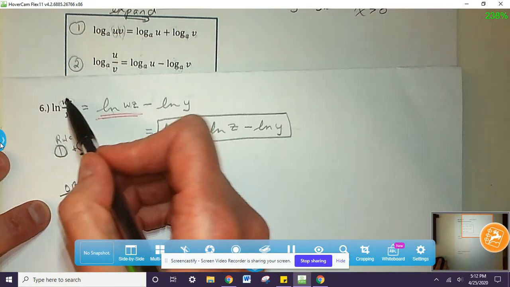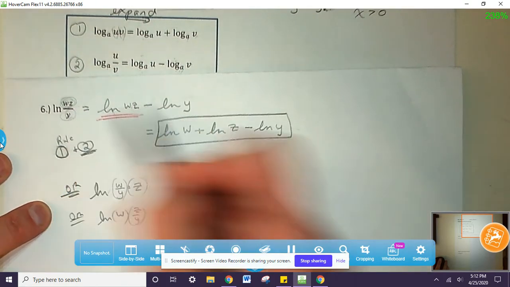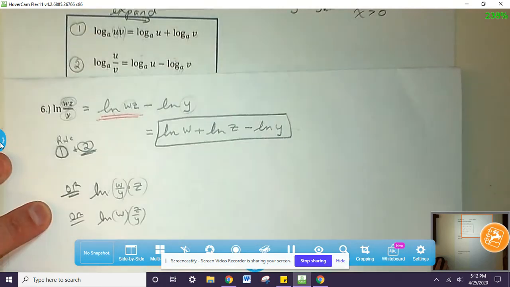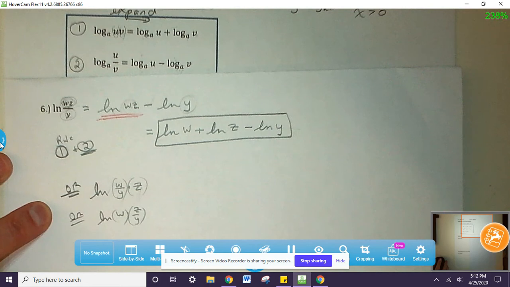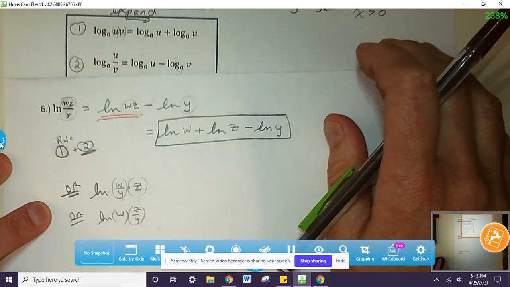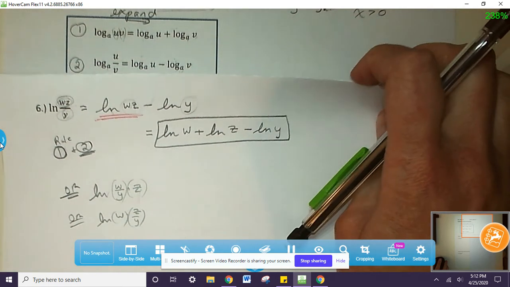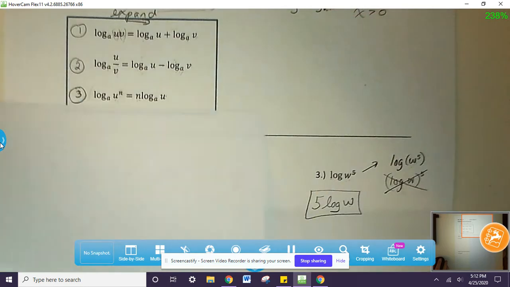I think it was easier to identify a top and a bottom. The top goes in the first log, the bottom goes in the second log. If anyone wants to see this worked out further, let me know. I'd be happy to write it out or record it for you. All right, so that's number 6. Here comes number 7.